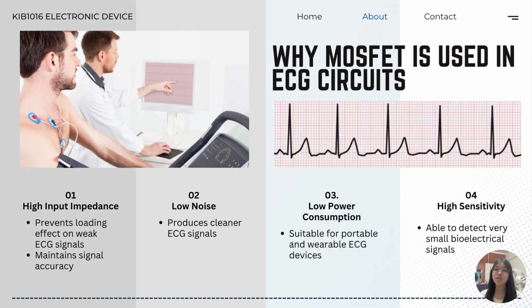Second, MOSFET produces low electrical noise, resulting in a cleaner and more accurate ECG waveform. Third, MOSFET consumes very low power, making it ideal for portable and wearable medical devices. And finally, MOSFET is highly sensitive and capable of detecting extremely small biological signals from the human body.